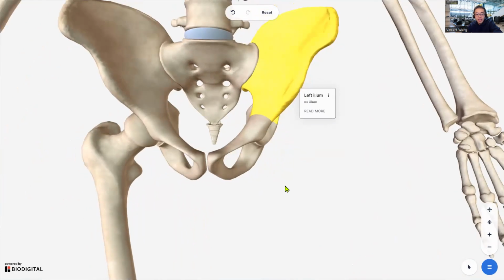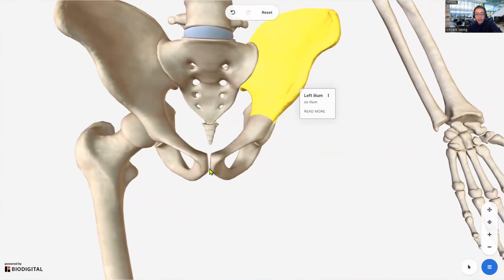Okay, you cannot really see it here. It's somehow not showing. But between the pubis bones, there is going to be a little bit of cartilage here that connects them. That's called the pubic symphysis. We probably have one coming up later to label it.